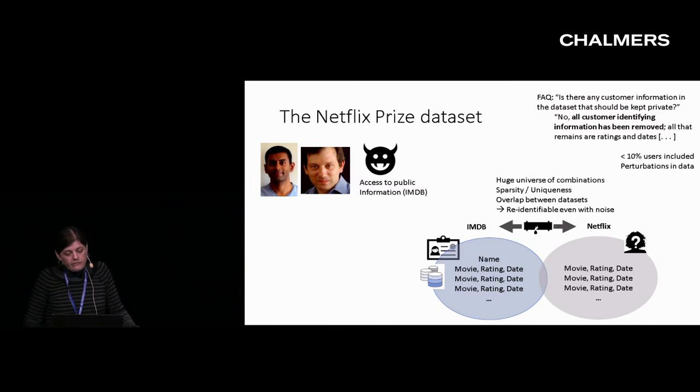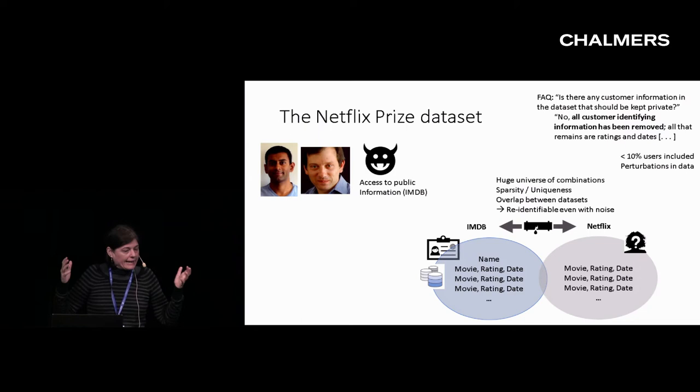Basically what happens here is, again, even though each movie is seen and rated by a lot of people, potentially thousands of people, the number of existing movies is huge. It's very, very huge. And each person will have seen a very small subset of this huge set of movies. Even though each of the movies has been seen by many, when you start adding more to this combination, who has seen Titanic on this date and this other movie on this date, then you very quickly become very unique. So that's what they found.